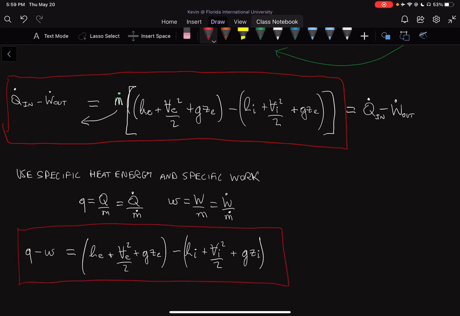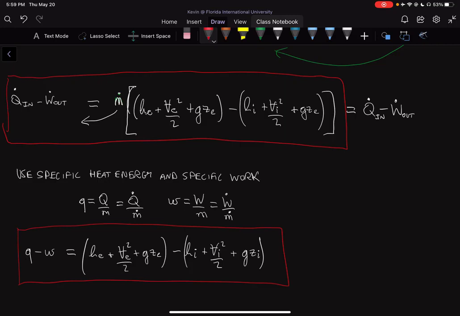Now, in this general equation, as you can see, I didn't put the sums. I took the sums out just to make it a little bit shorter. Now, if you have multiple exits, you just have to add all the exits together. If you have multiple inlets, you have to add all the inlets together. So you do have to take into account that if you have more than one entrance and exit, you'll have to sum all the exits and all the entrances.